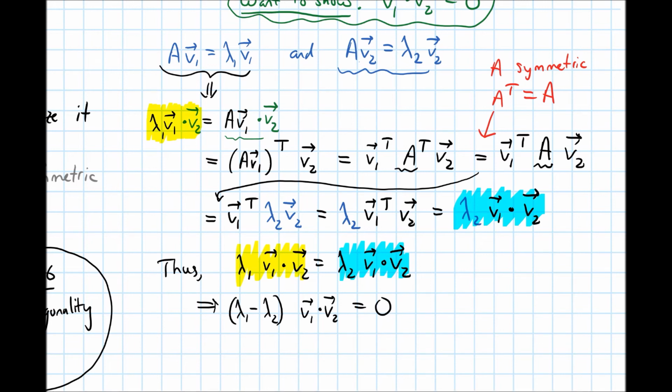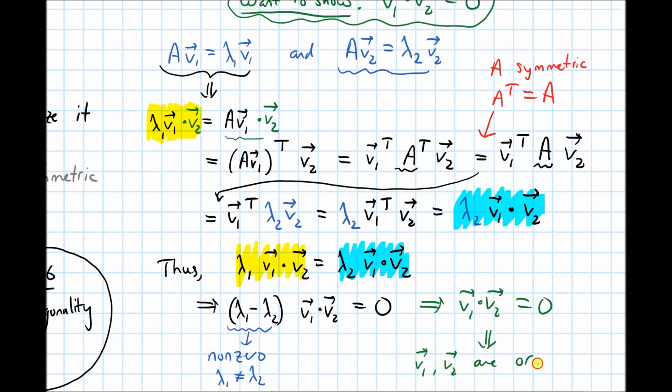So we started off this problem saying that lambda 1 and lambda 2 had to be distinct. So this is non-zero, because lambda 1 is not equal to lambda 2. If that's not 0, and that's multiplying this dot product of v1 dotted with v2, that means that v1 dotted with v2 needs to be 0. And that's what we wanted to show. This shows that v1 and v2 are orthogonal.